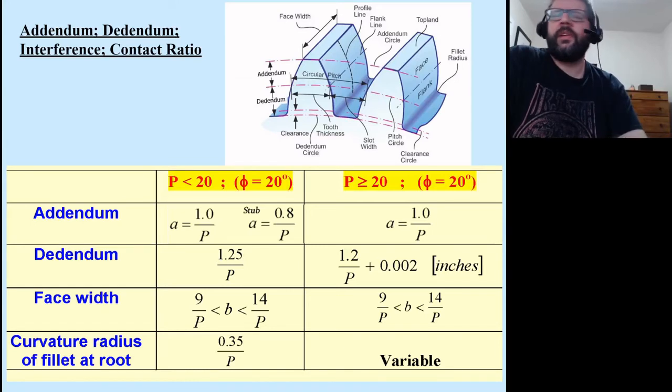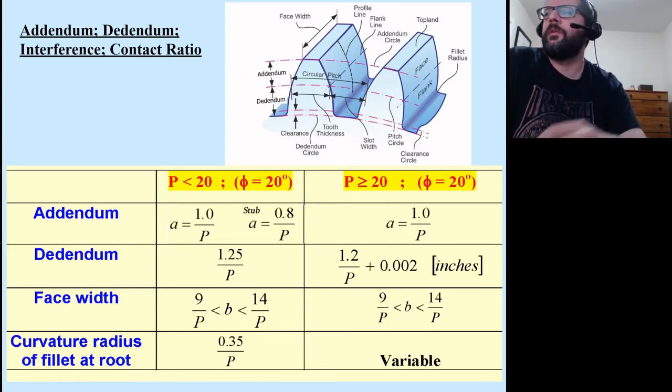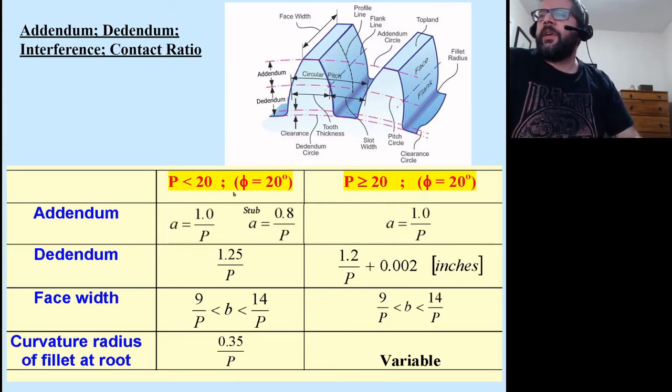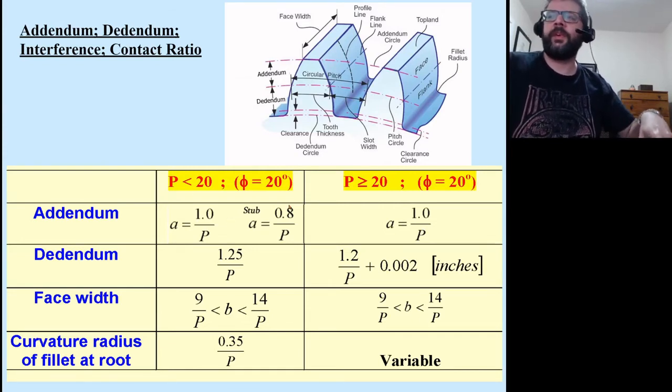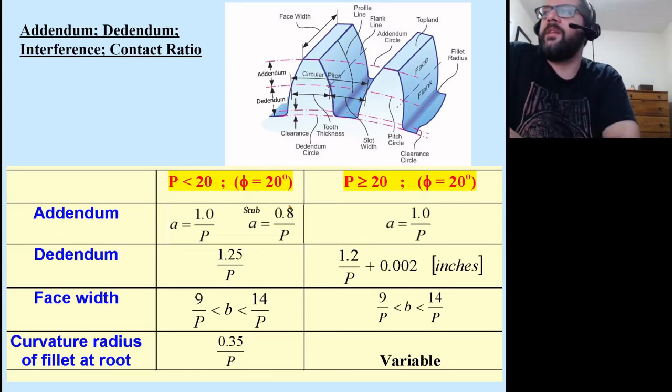There are also standard sizes available for the length of the teeth. If we are talking pitches less than 20, so the coarser gears, at a pressure angle of 20 degrees, then for either pitches below 20 or pitches above 20, the current standard is for the addendum to be equal to 1 divided by the pitch.